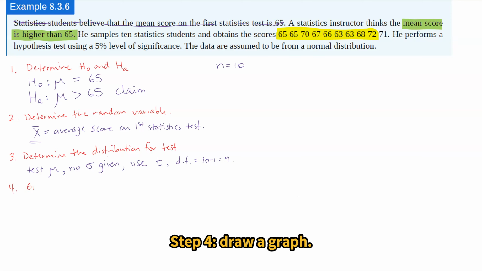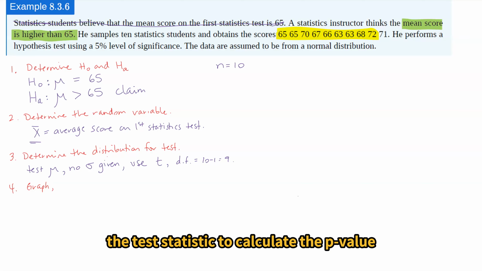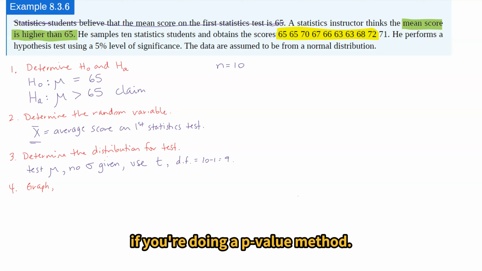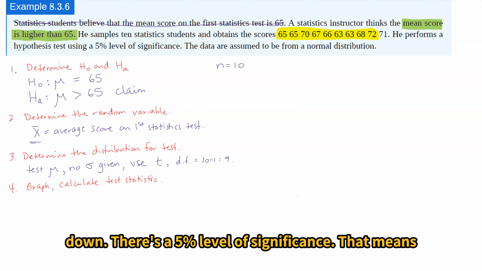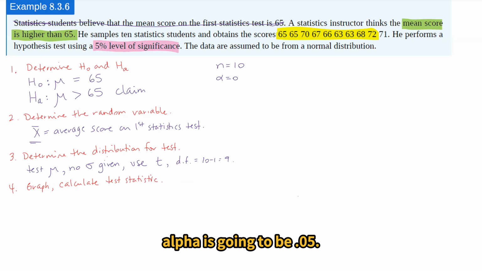Step 4, draw a graph. Calculate the test statistic. Use the test statistic to calculate the p-value if you're doing a p-value method. Some more information that we are given in the problem that we should write down. There's a 5% level of significance. That means alpha is going to be 0.05.